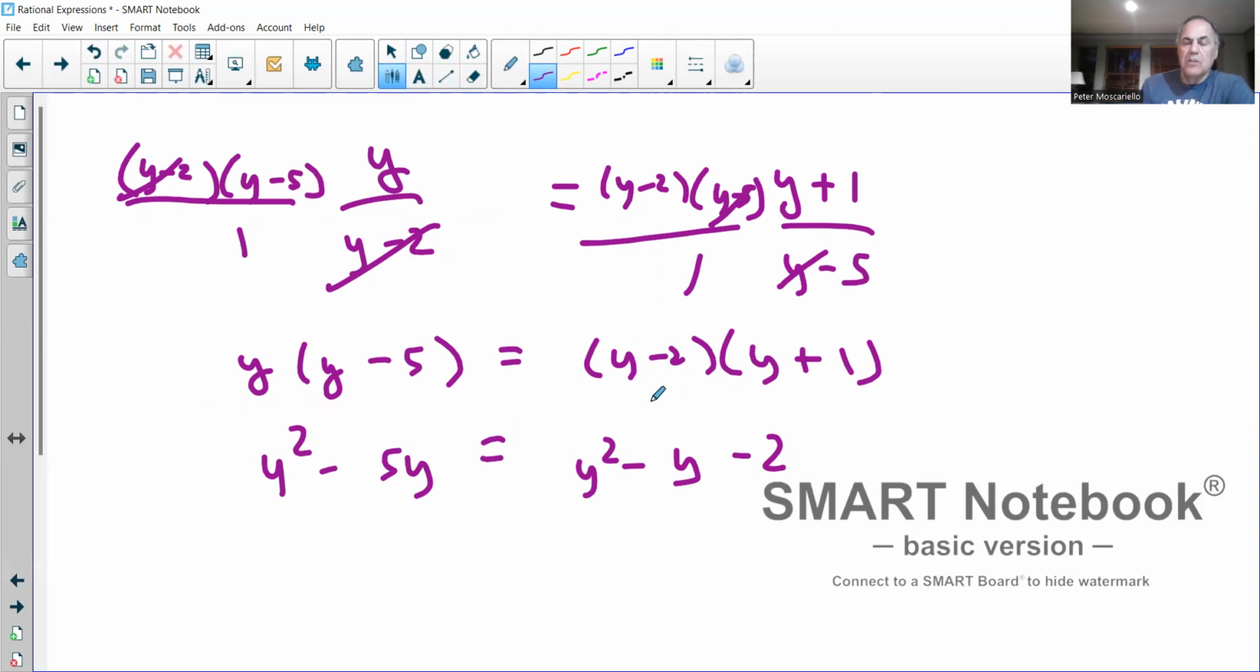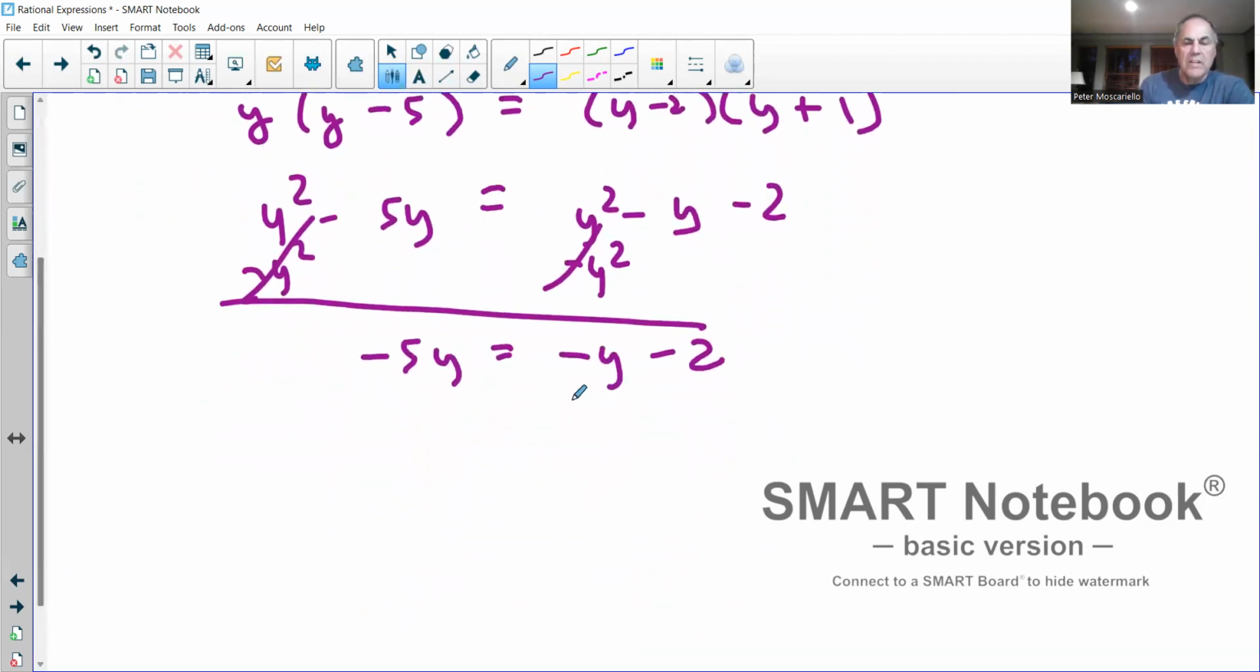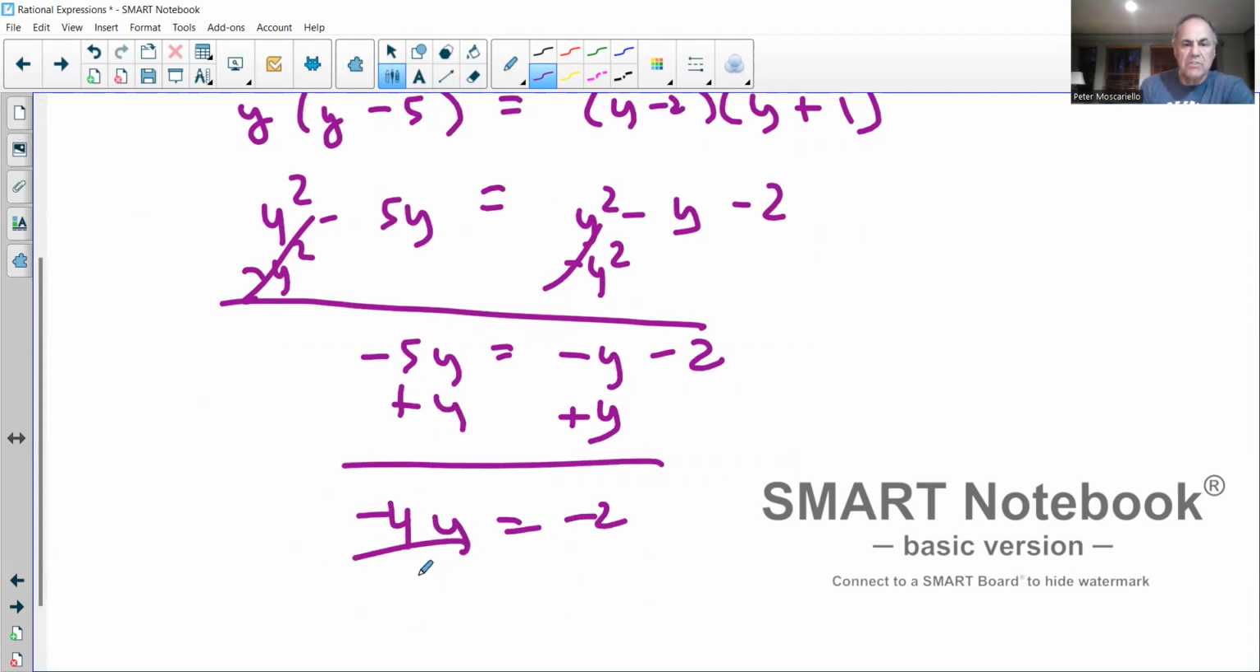How do we solve quadratics? Get everything on one side, 0 on the other. And the good news here is when I subtract y squared, they go away. And now I have this, no more quadratic, simple linear equation. Y's on one side, constants on the other. Life is good. Negative 4y equals negative 2. Divide by that negative 4. I'm going with y equals 1/2, positive 1/2.